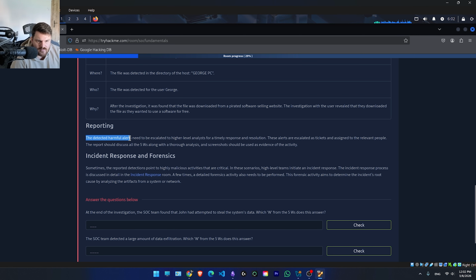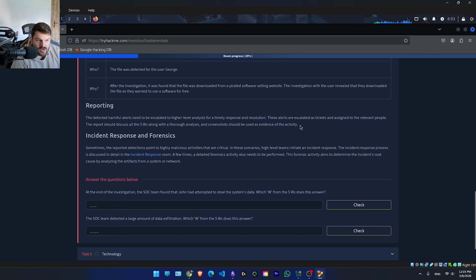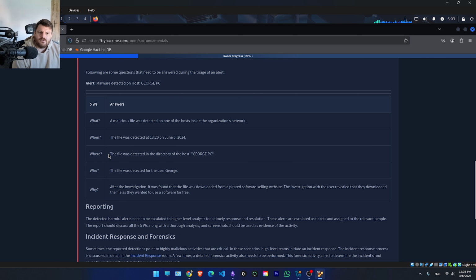The detected harmful alerts need to be escalated to higher level analysts for a timely response and resolution. These alerts are escalated as tickets and assigned to the relevant people. The report should discuss all the 5 W's along with a thorough analysis, and screenshots should be used as evidence of the activity.